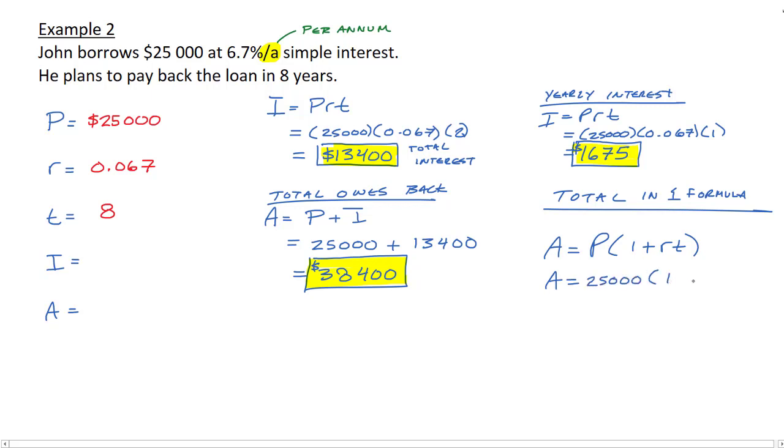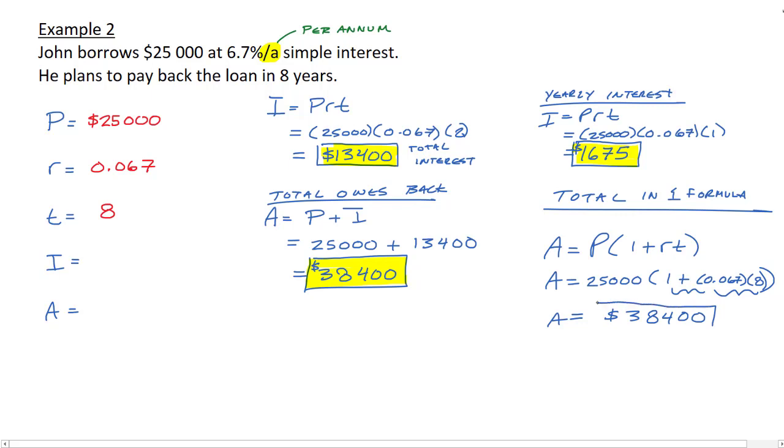$25,000 times 1 plus 0.067 times 8 years. So you'd multiply these together, add 1 to it, and then multiply it by 25,000, and you would get the same answer we already have.